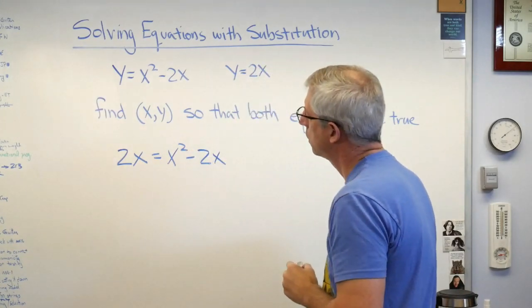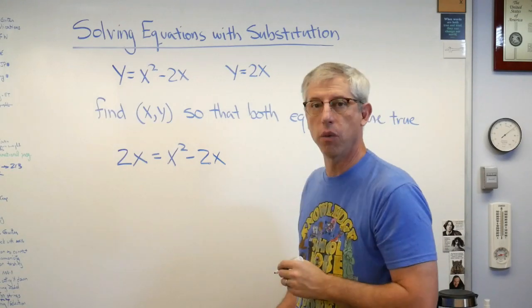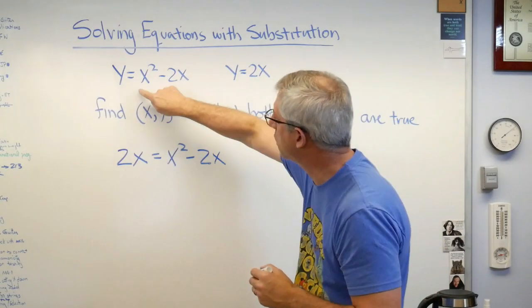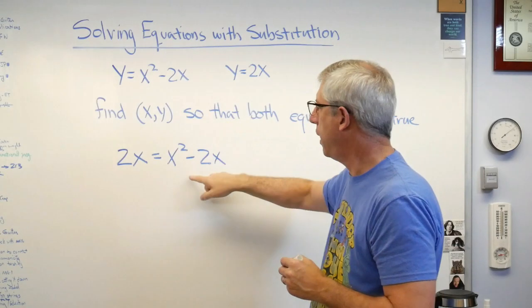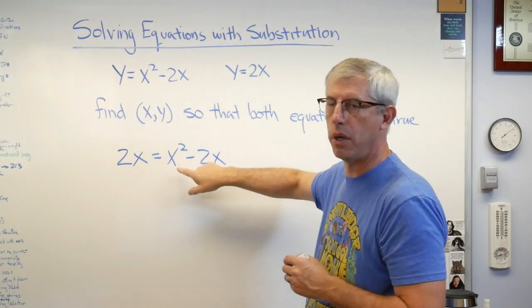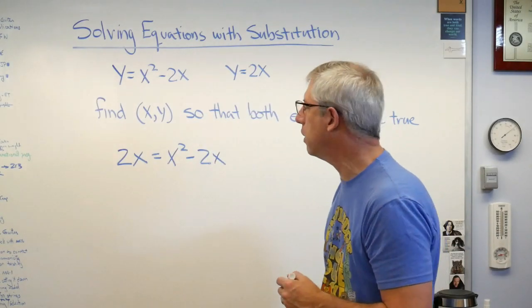There. Well, I went from two equations to one because I substituted this one in. I don't need this one anymore. Now I've got one equation and one unknown. Here I had two equations and two unknowns.